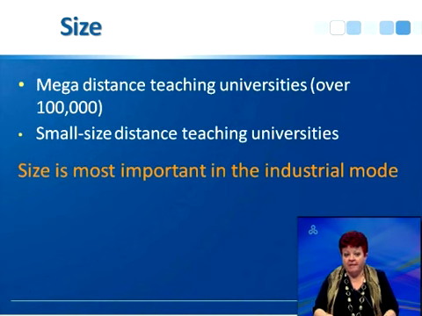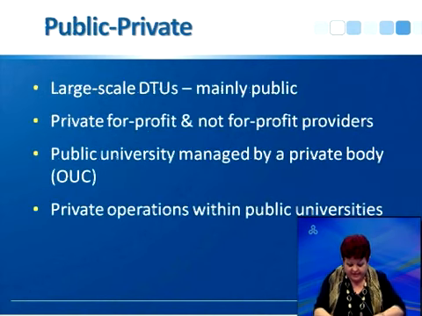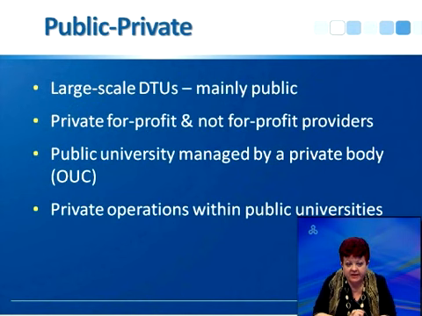Now we move on to another parameter, which is public and private. When the large-scale distance teaching universities in the early 70s, following the example of the UK Open University, were established, they were mainly public. The UK Open University, for example, at the beginning was even funded 100% by the government of Britain. In other places, it was a large amount of money that the public gave for these universities. In the last, I would say, 2 decades, more and more private, for-profit, and not-for-profit providers of distance education have emerged, mainly in niche areas, and their numbers are growing and going to grow also in the future. They are not getting any money from the public.